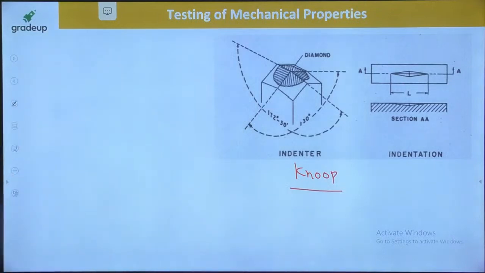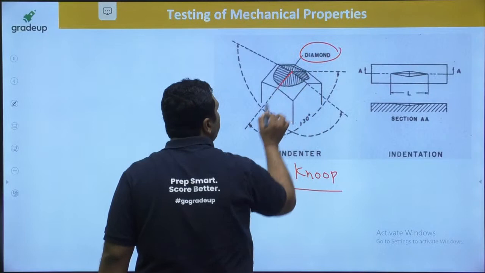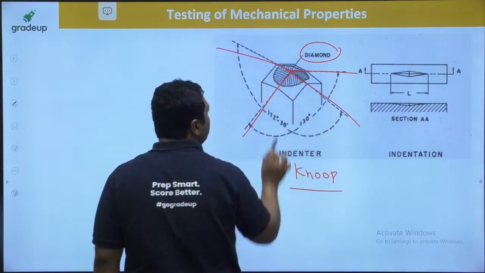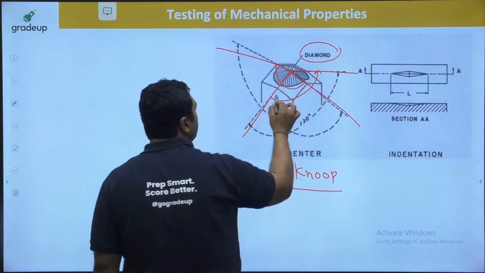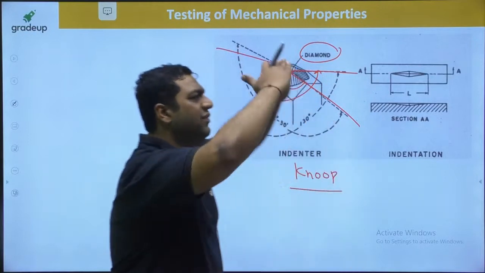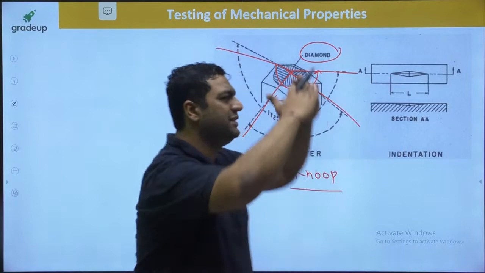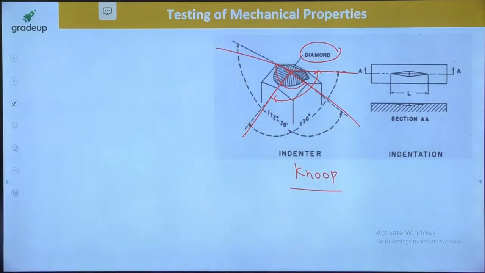This is the indenter. You can see it is a diamond indenter and it is making two angles. This angle is 172 and this angle is 130. So there are two angles: this is 130, this is 172. Okay guys, so these are the two angles made by this indenter.